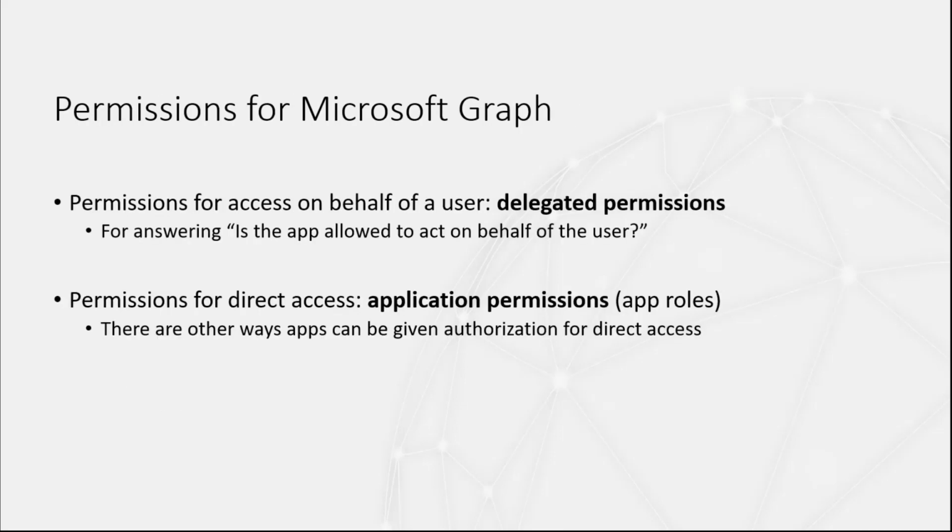For these two forms of access, we have two types of permissions. When we're talking about permissions for access on behalf of a user, we have something we call delegated permissions. These delegated permissions are used for answering that second question. It's for representing what an application is allowed to do on behalf of a user. So when we say an application has the delegated permission user.read.all, we're not saying the application can read all users. We're saying the application can read all users on behalf of a user.